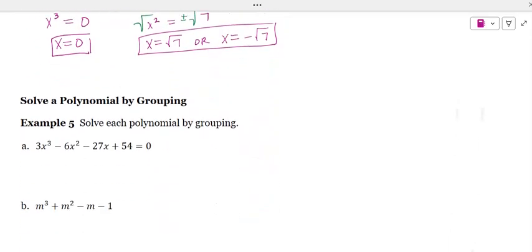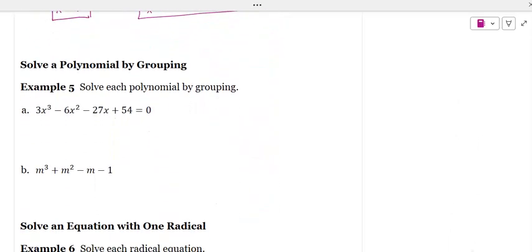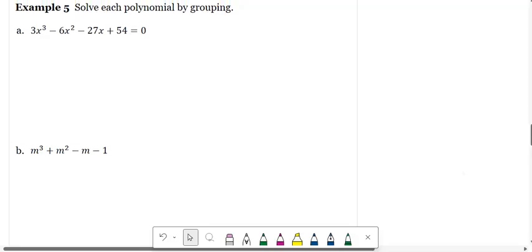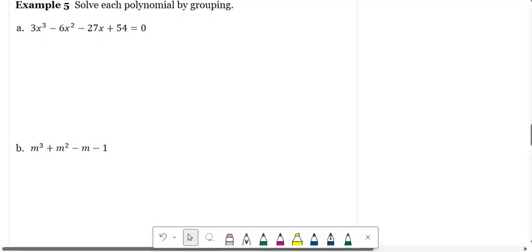All right, for this next set of problems, we're going to solve polynomials by grouping. We saw factoring by grouping when we were factoring trinomials, polynomials with 3 terms that had a coefficient in front of the leading term. We also use factor by grouping when we have 4 terms in a polynomial.